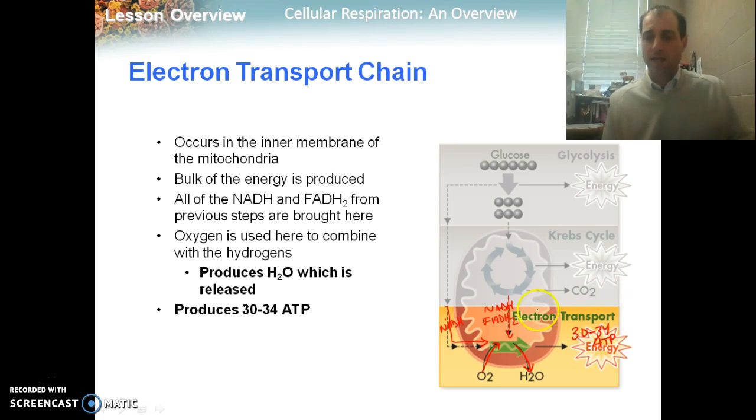And so that's why oxygen is so important to us. Without oxygen, we would only be getting these 2 ATP up here in glycolysis. But with oxygen, we then can go through the Krebs cycle, make 2 more ATP, and then also go through the electron transport chain and make 30 to 34.